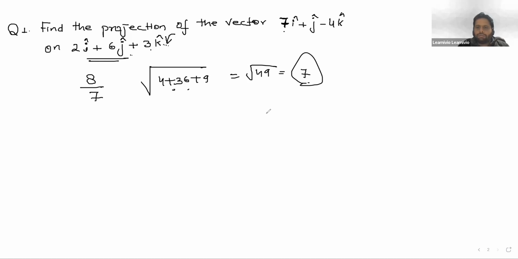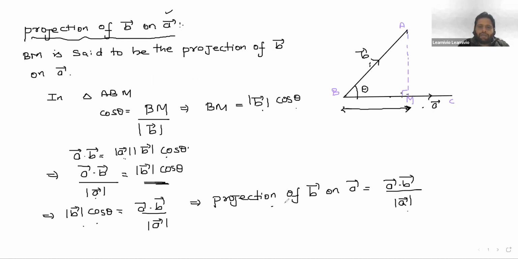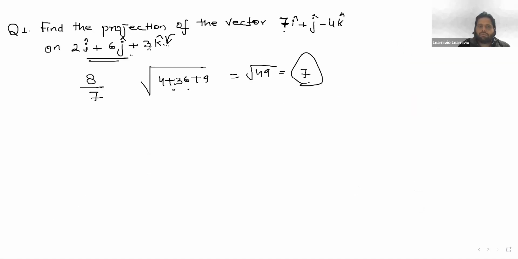Yes, check the formula. We are finding the projection of B on A, so in the denominator, we have A. We are finding the projection on this, so shift this to the denominator. Similarly, here you are finding the projection on this vector, so this should come in the denominator. So Abdur, you have done this.